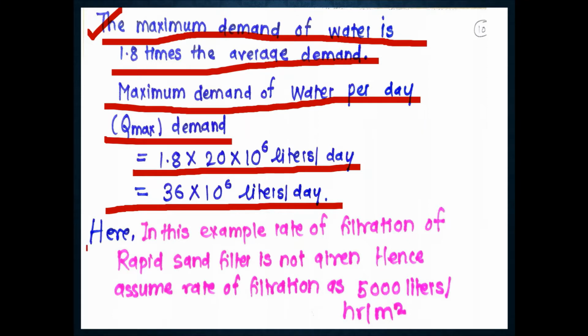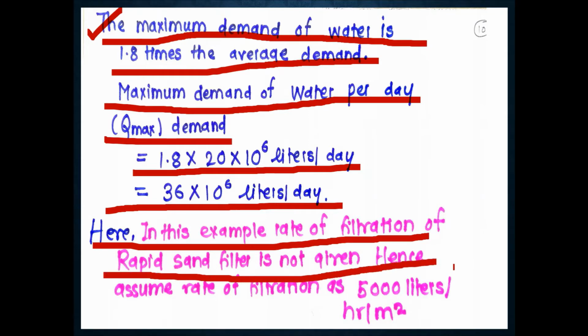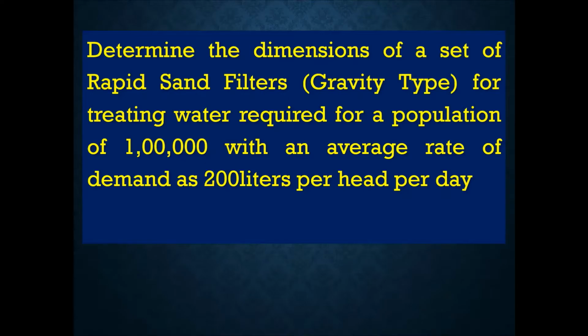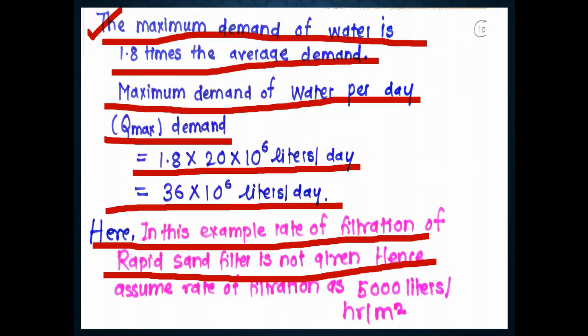Here in this example, the rate of filtration of the rapid sand filter is not given. Obviously they have not given the rate of filtration, because as we have seen, only a direct statement is given: you have to design the rapid sand filter. No additional things related to the rate of filtration are given.